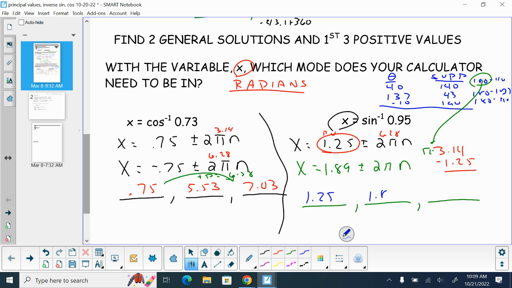1.25, 1.89. Then to go from 1 to 3 to play our leapfrog, what are we going to add to 1 to get to 3? 6.28. We add the period, 6.28. So what do we come up with? 7.53. So if I would take the sine in your calculator, take the sine of 7.53. Do I get something close to 0.95? Yeah, I'm close. Not exact, but close.